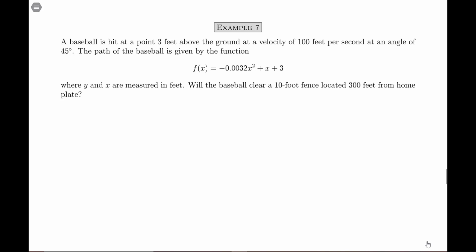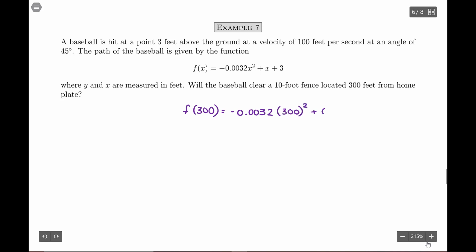The value for x is 300 feet. That's how far the baseball needs to travel. So let's evaluate this function. F of 300 equals negative 0.0032, and then we put in 300 squared plus 300 plus 3. And we're going to use a calculator to simplify that, if I can get it to pull up here.